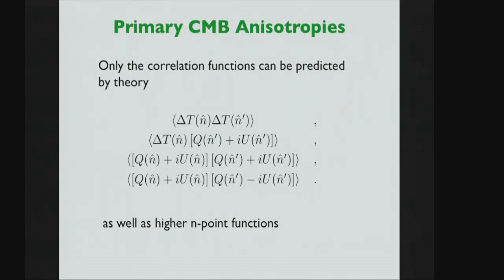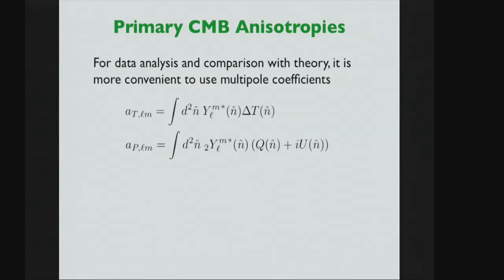It's a little bit difficult with the two arms, but in principle, you can correlate 3 points in the maps. Now, this is still not what's usually done. For data analysis, it's usually more convenient to use multipole coefficients. These are the ALMs that you've probably seen before.